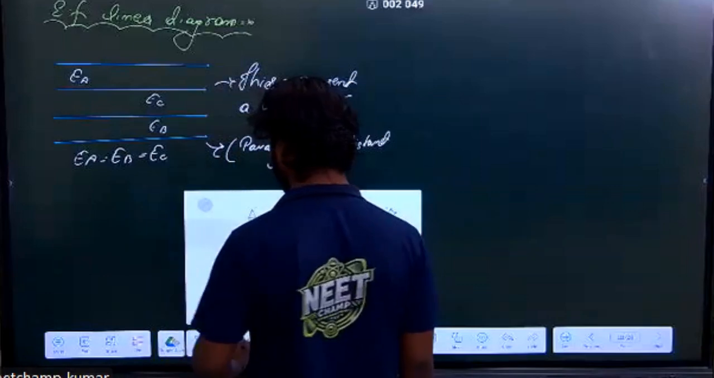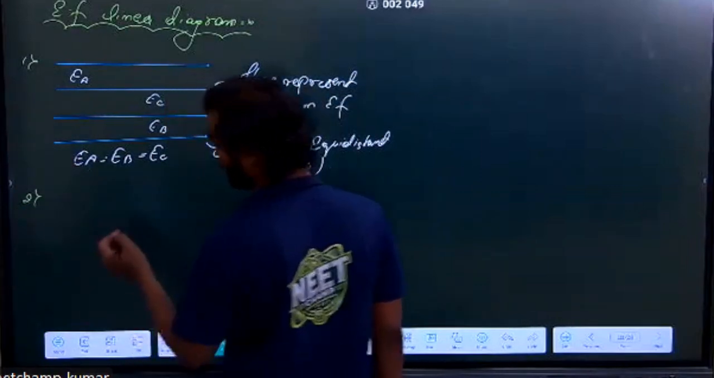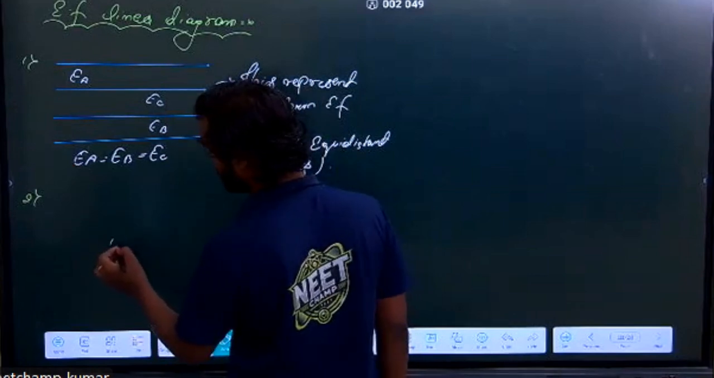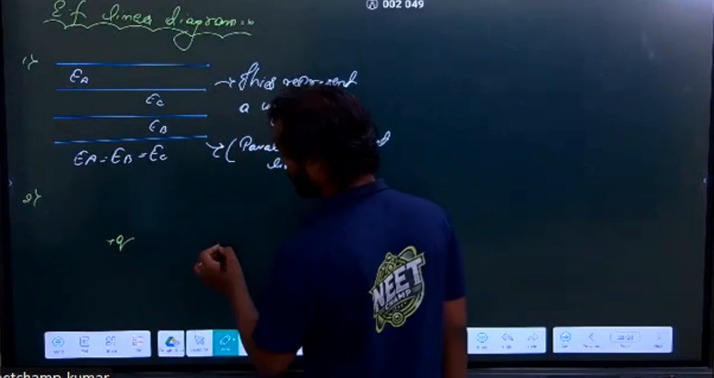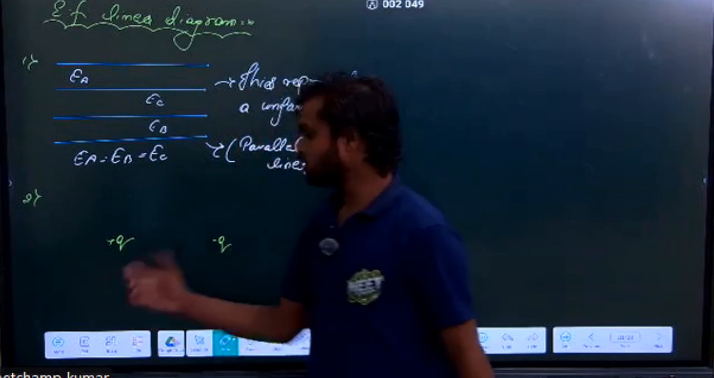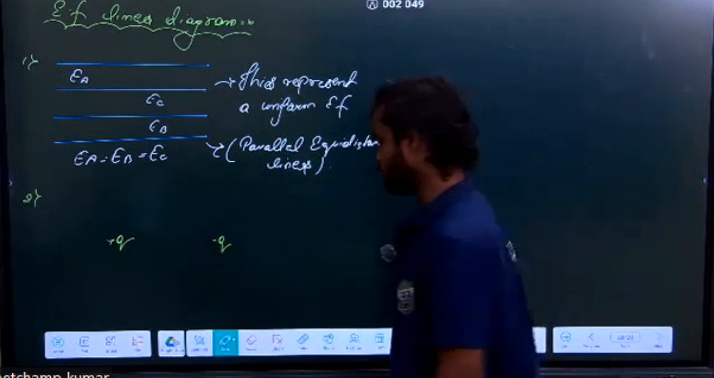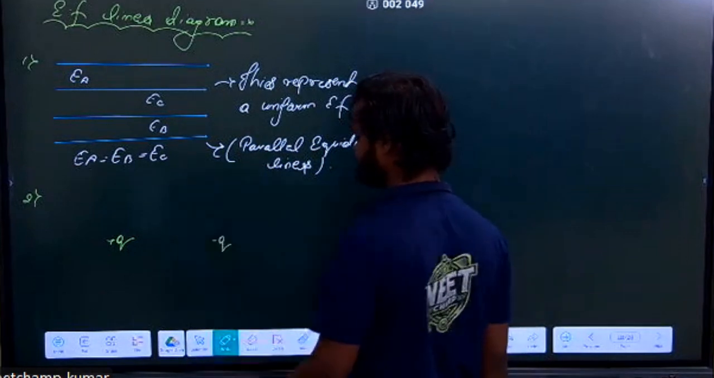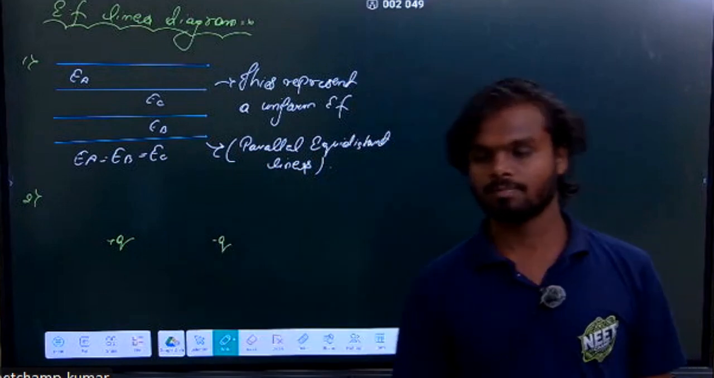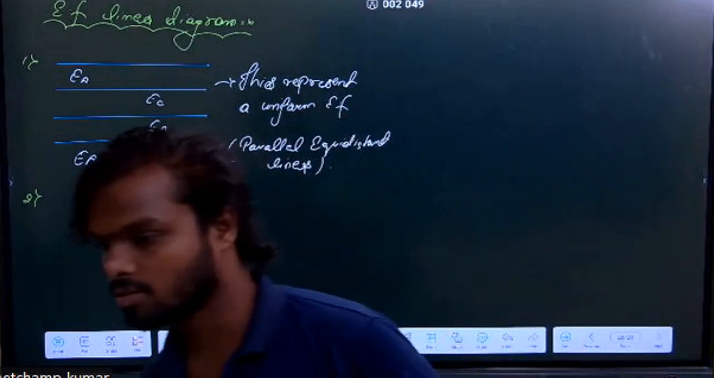Second, I give you one configuration. Try to draw the electric field line diagram for this. Suppose this is plus Q and this is minus Q. Can you draw the diagram for this plus Q and minus Q? How will the electric field lines diagram be drawn? Look at this configuration. Can you draw? How will the electric field lines look for this?